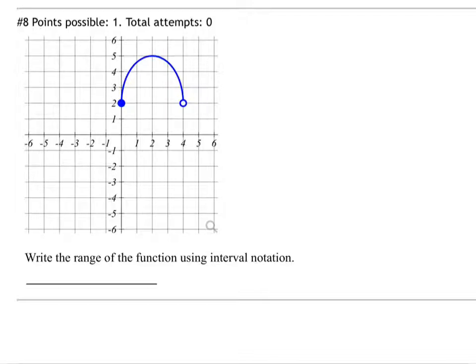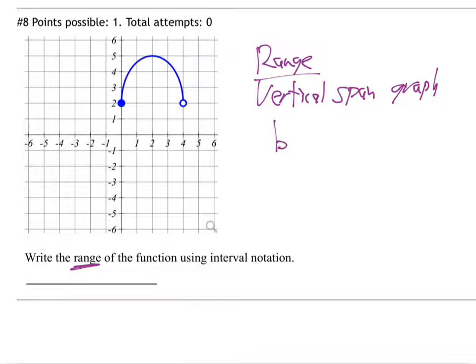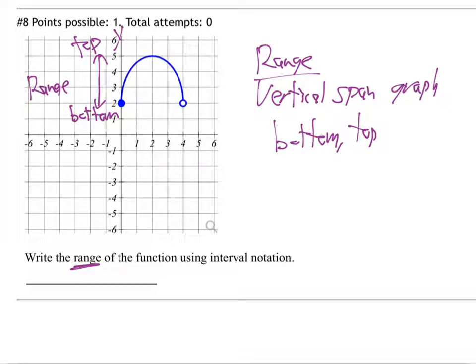Now they want range. So range. If domain is the sideways coverage of a graph, range is the vertical coverage. Range is the vertical span of the graph. In other words, it's bottom comma top. So basically on the y-axis, how low does the graph go? How high does the graph go? That's the range. It's the bottom comma the top of the graph. Like the domain is left edge comma right edge, range is bottom comma top.